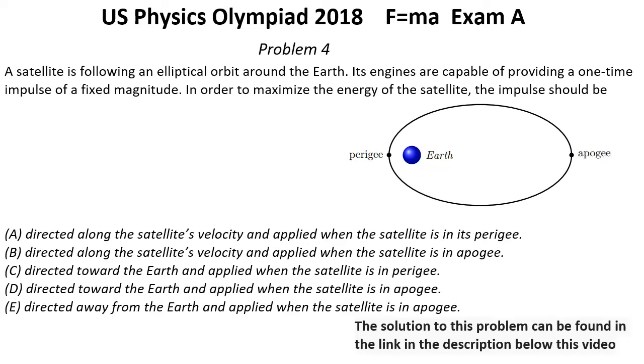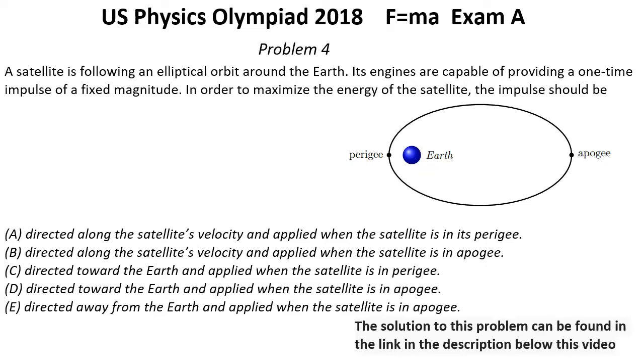Problem number 4. A satellite is following an elliptical orbit around the Earth. Its engines are capable of providing a one-time impulse of a fixed magnitude. In order to maximize the energy of the satellite, the impulse should be.